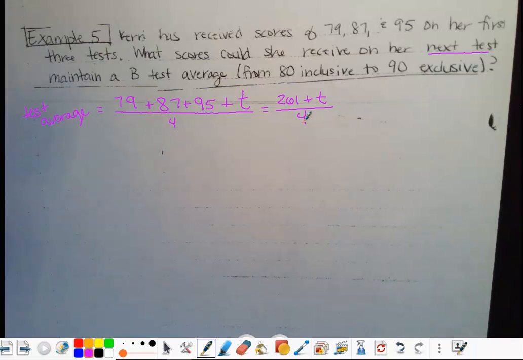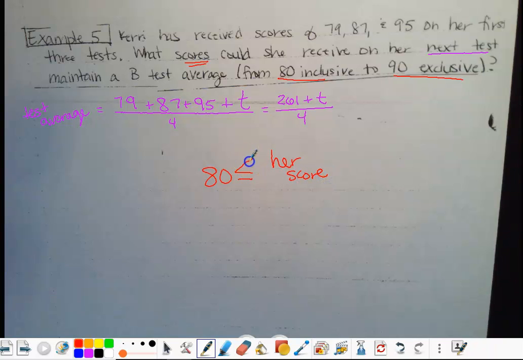All right, but now we need to take this a step further because we can't really solve for her average yet. You could solve this and you'd know what T would be. But it says what scores, so we want to write it as a range of scores. What scores could she receive on her next test to maintain a B average? Now, this 80 inclusive and 90 are important because 80 is the lowest grade she could get. So her score has to be higher than this. Her score has to be up here.